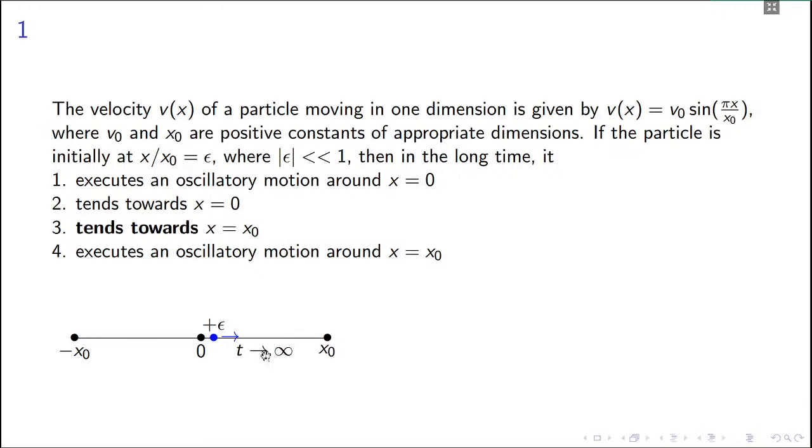However, what can also happen is that it can start a little bit to the left of the origin, and then of course the velocity will be negative, and the same thing will hold. It will take an infinite amount of time to reach the point minus x naught. So that's the correct description, and I'll show you some more calculations here.